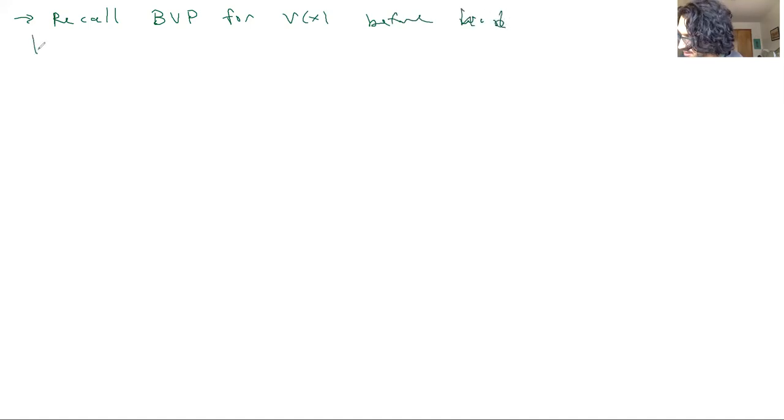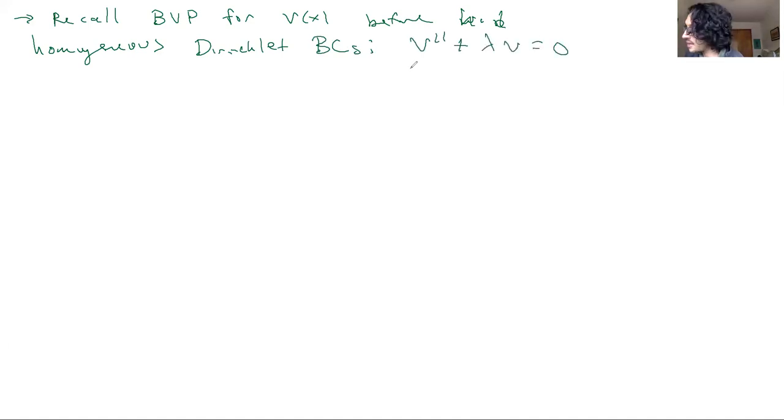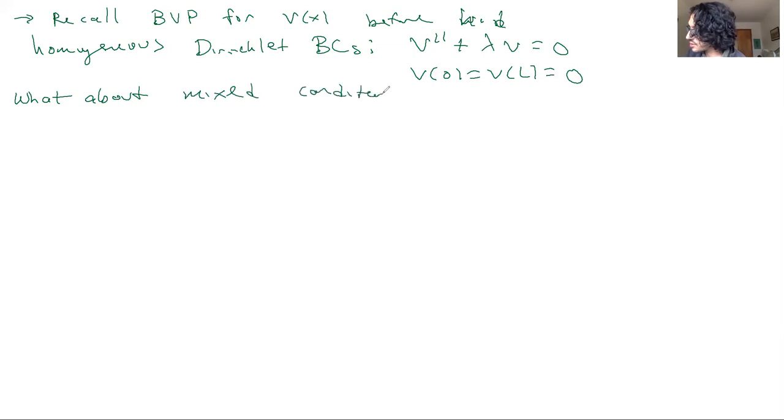So let's take a step back and recall the boundary value problem for v of x before. What we had was homogeneous, which just means 0, Dirichlet boundary conditions. So v prime prime plus lambda v equals 0, and then v of 0 equals v of L equals 0. So what about something like mixed conditions?